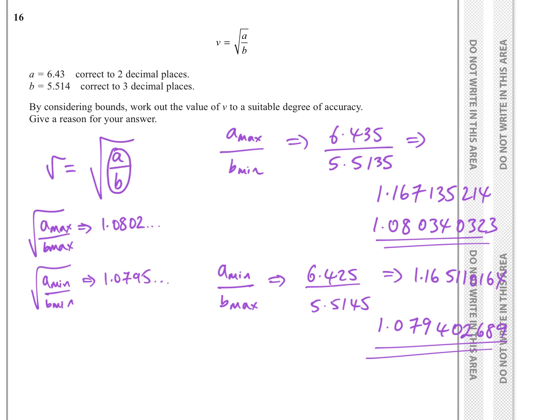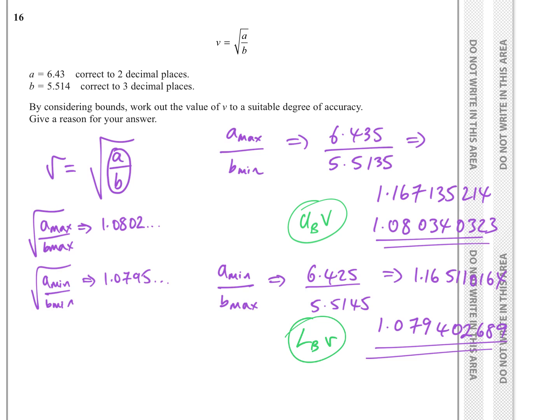Now, just as an aside here, I've looked at the upper bound of a and b and done that and square rooted, and it gave me 1.0802, which is not as high as this value here. So I'm definitely going to call this upper bound of v. And if I look at the lower bound of a divided by the lower bound of b square rooted, that's 1.0795, which is not as low as this could be. So this is going to be my lower bound of v.